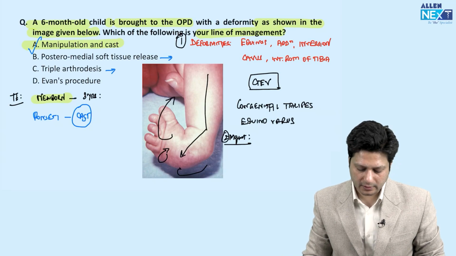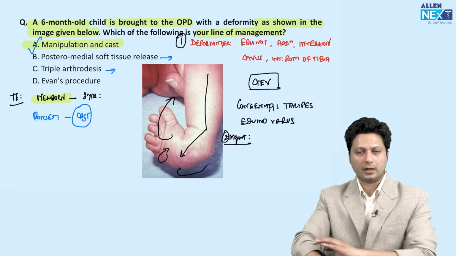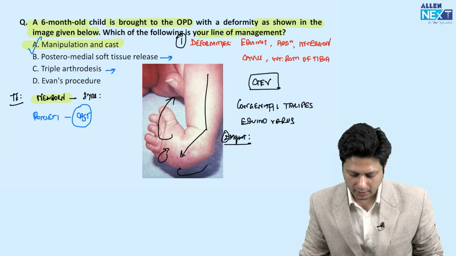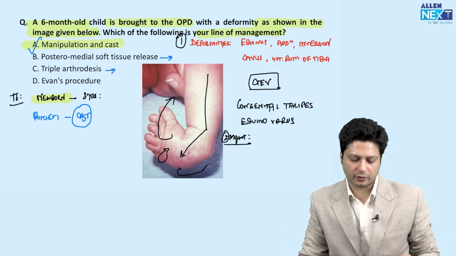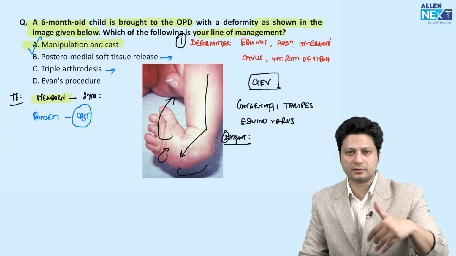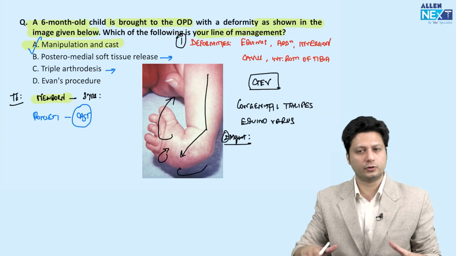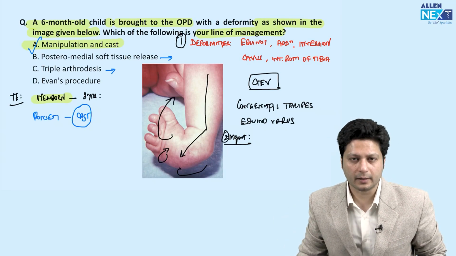Hopefully you get the answer for this particular question. Everything is discussed in huge detail during the lectures. We have talked about it. So the answer for this question is manipulation and cast. Even if the age provided to you is 6 months, 1 year, or 1.5 years, if these are the ages provided to you, you have to go with the casts. All right.